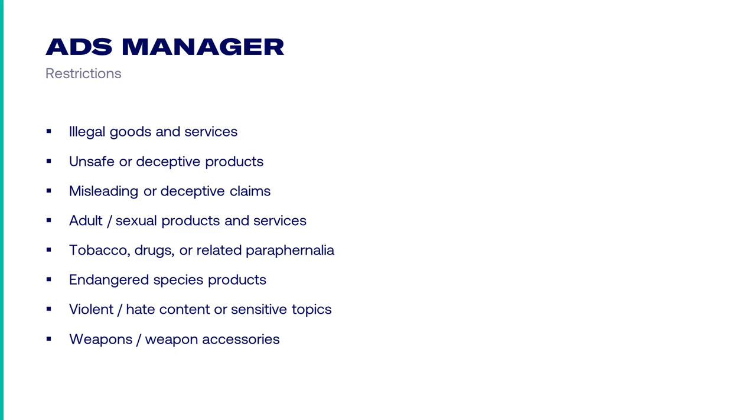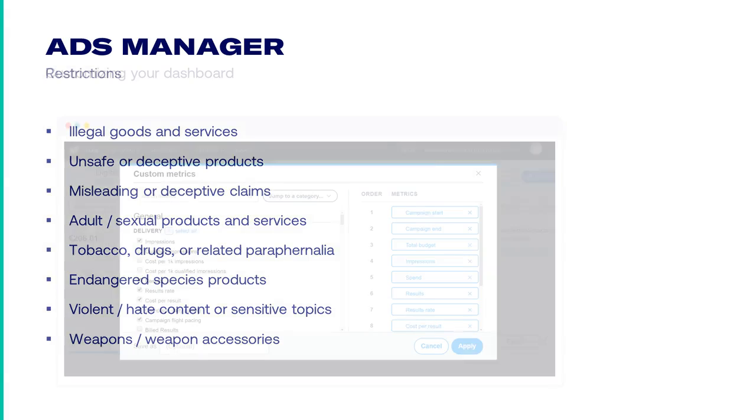And ads for the following products or services are prohibited: adult or sexual products and services, drugs and drug paraphernalia, endangered species products, hate content, sensitive topics and violence, illegal products and services, spyware and illegal hacking, tobacco and tobacco accessories, unauthorized ticket sales, and weapons accessories.